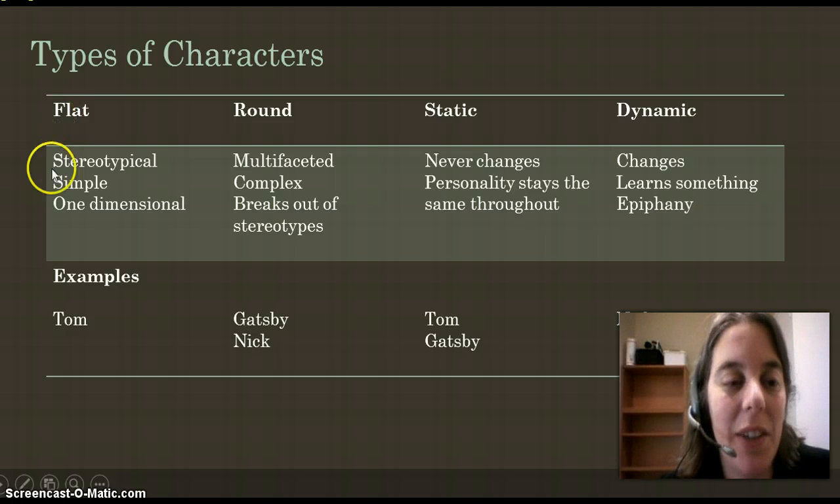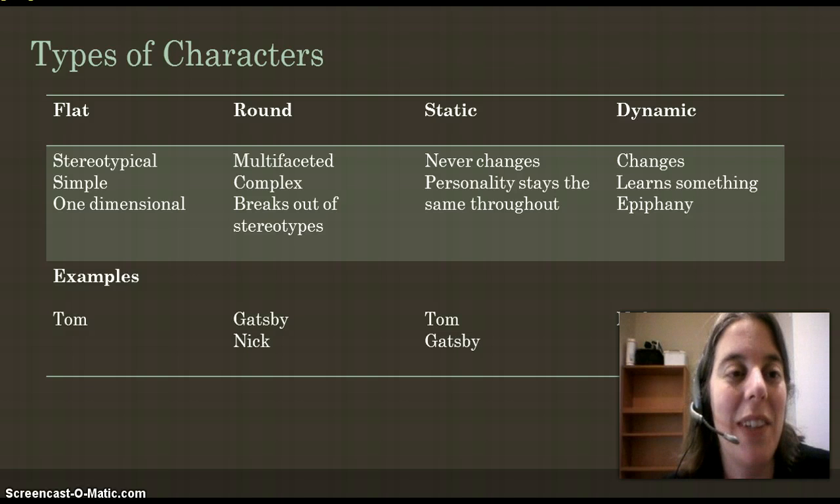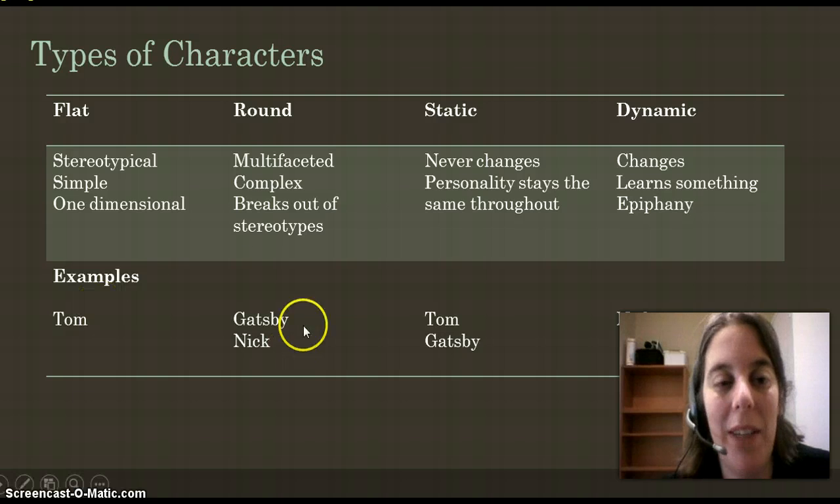A flat character is one that is stereotypical, simple, one-dimensional. They never change. They are exactly how you expect them to act. And the example here is Tom. He is the rich kind of jock guy. He doesn't change. He doesn't have any other elements to his personality. He's not secretly a nice guy with a soft heart. He is what he's described as.